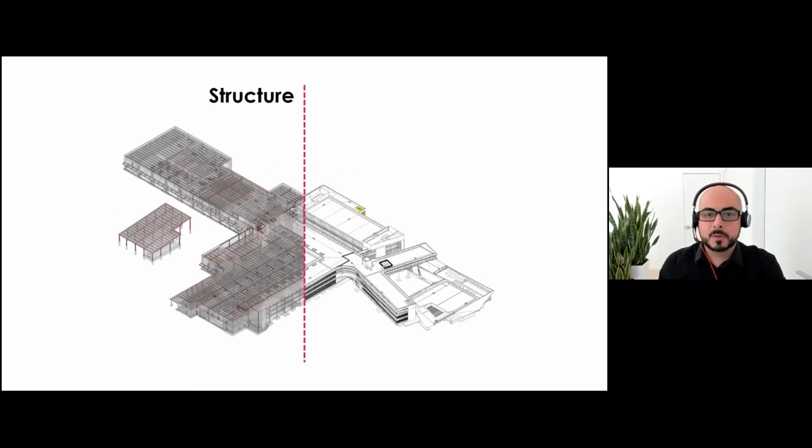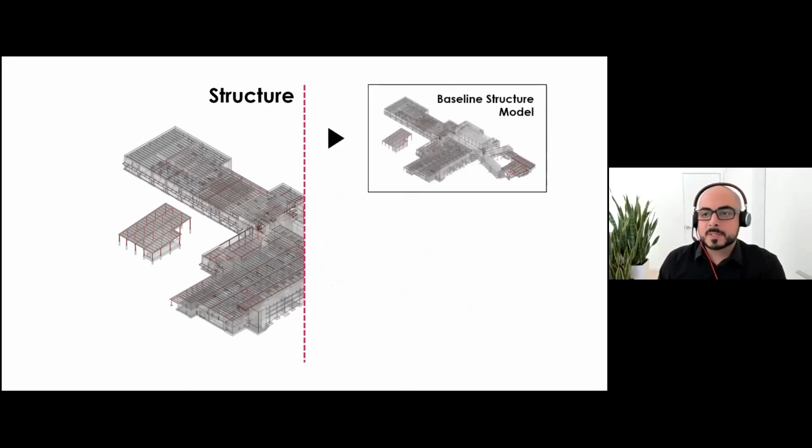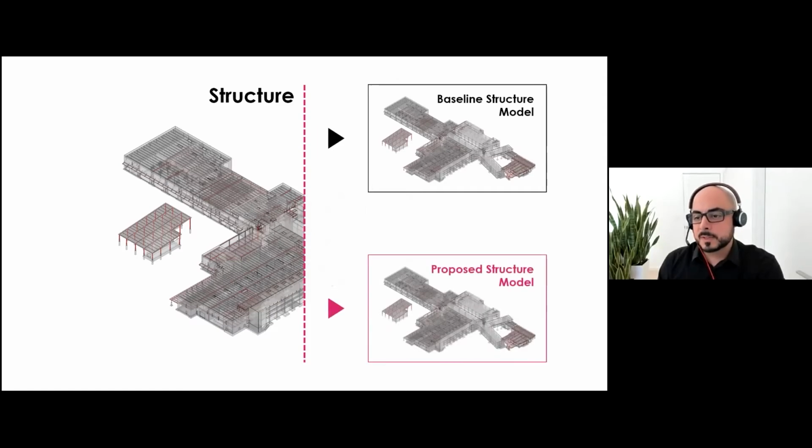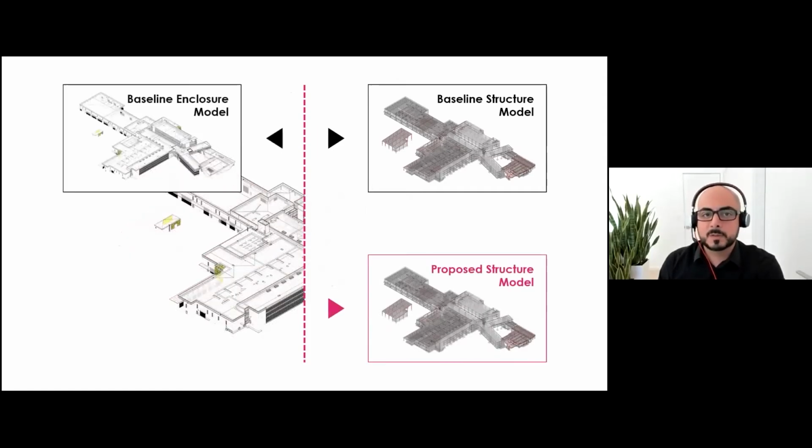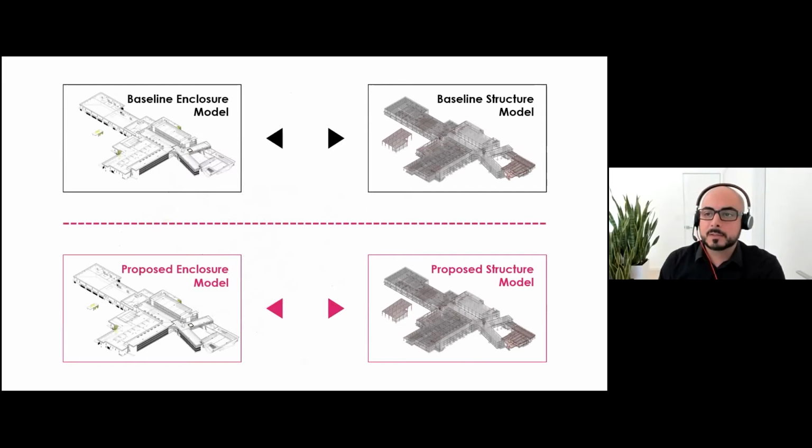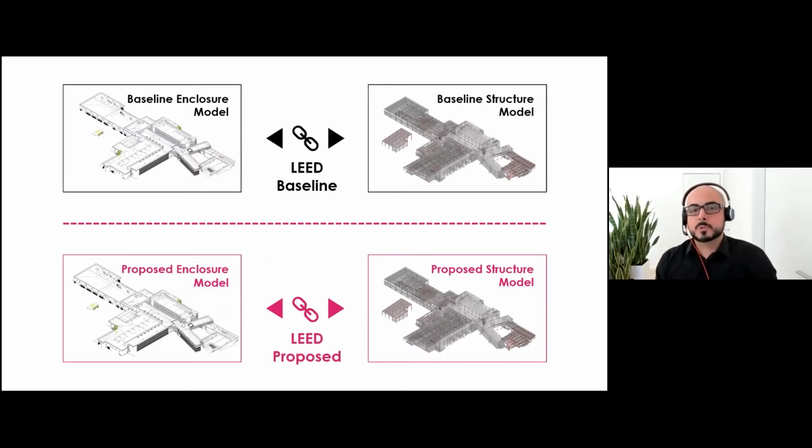At minimum, you have your structural model, and then you have your enclosure model. Hopefully the structural model is the model that you get from the structural engineers, because that's the most accurate, and then the enclosure from the architects. For LEED purposes, again, you create a copy of your structural model to create a baseline, and you create a copy to create a proposed model. You do the same with your enclosure model, a baseline and proposed model, and then you link the baseline models together and the proposed models together to create your LEED baseline and LEED proposed models. Again, I mentioned that interiors is optional. I recommend looking into it, but you do not necessarily need to include it in your documentation.